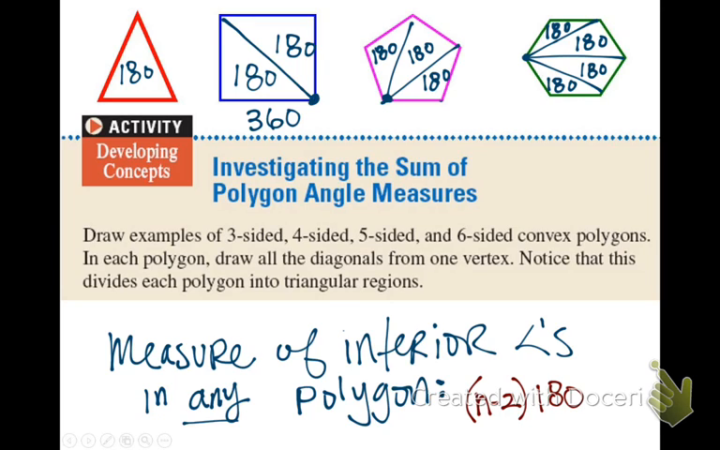The reason this works: how many sides were in a quadrilateral? 4. If you plugged in 4, 4 minus 2 is 2, meaning you can form 2 triangles in there. And then 2 times 180 was 360. So if you use this formula for a 6-sided, 7-sided, 99-sided, any kind of polygon, you're going to find the measure of the interior angles.